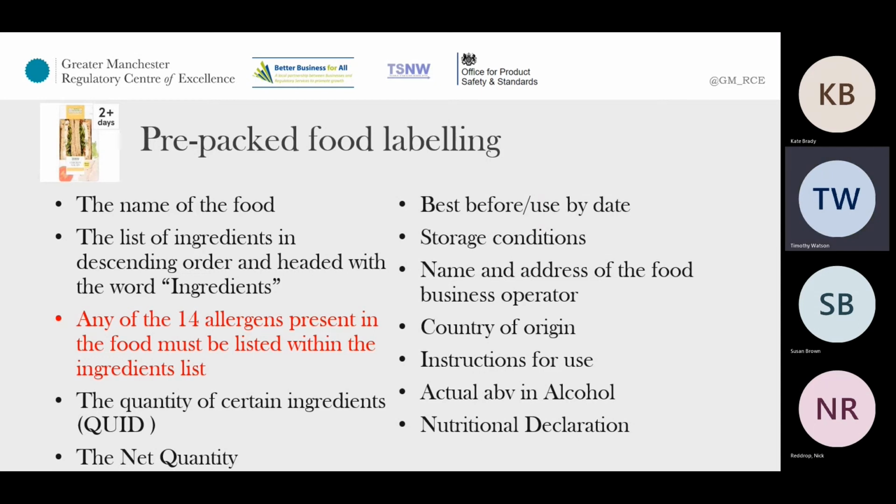And then finally, if there's no legal or customary name, a business must use a descriptive name. And this is a name that's descriptive enough to indicate the true nature of the food to consumers and distinguish it from other foods which it could be confused with. The Food Standards Agency have got a guidance document on food names, and there's also a useful gov.uk page on compositional requirements and reserved descriptions, so I'll put a link to those in the chat now.